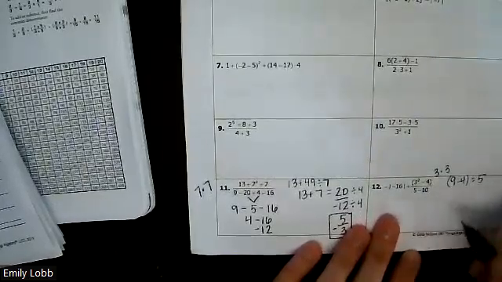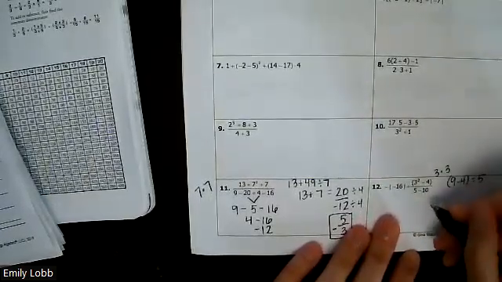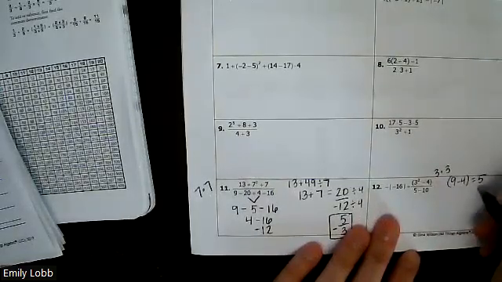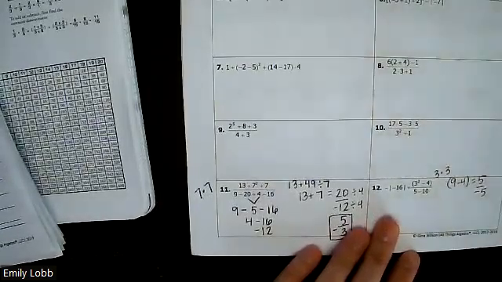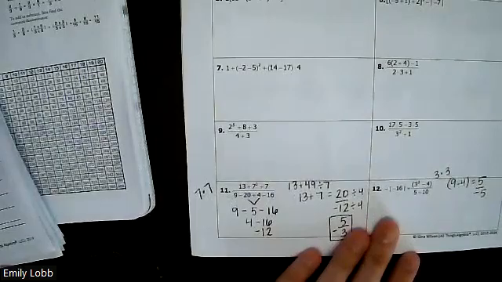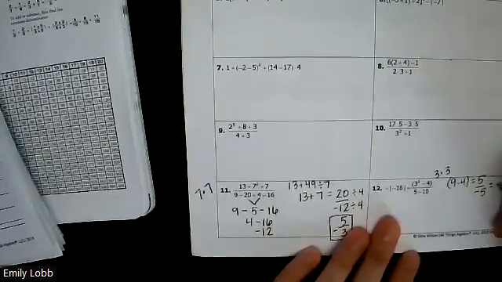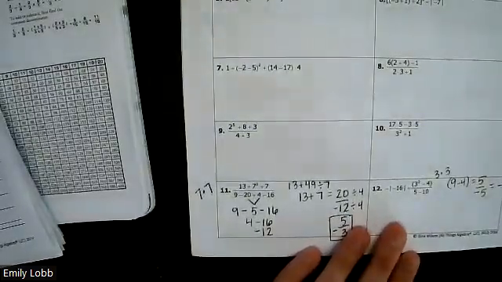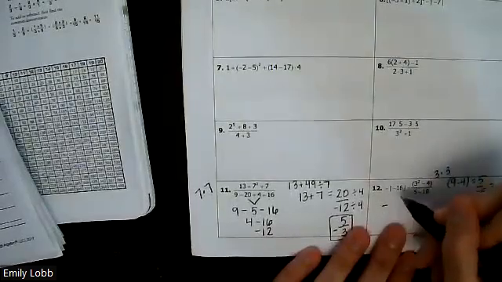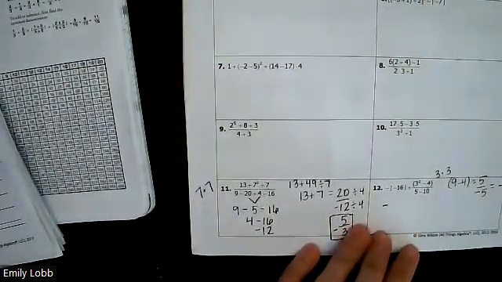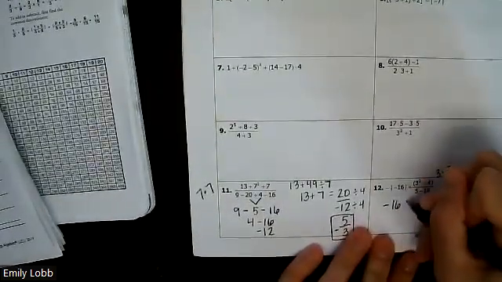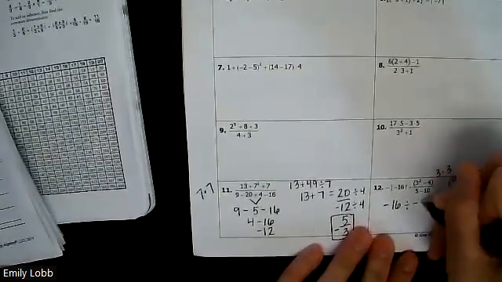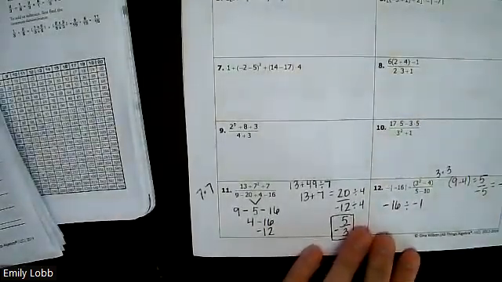How about 5 minus 10? Negative 5. So I have 5 divided by negative 5, which is what? Anybody know? What's 5 divided by 5? 1. And is it positive or negative? Negative. So I have the opposite of, what is the absolute value of negative 16? 16. So I have the opposite of 16 divided by the opposite of 1, or negative 16 divided by negative 1.